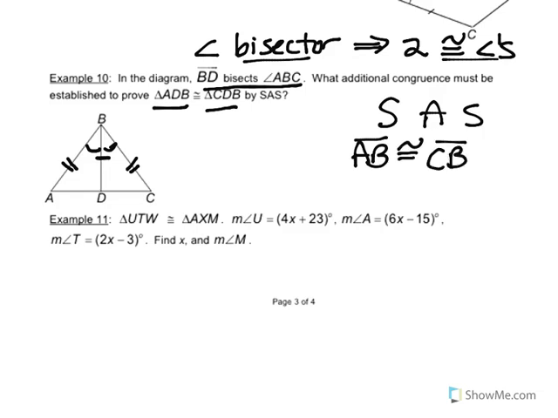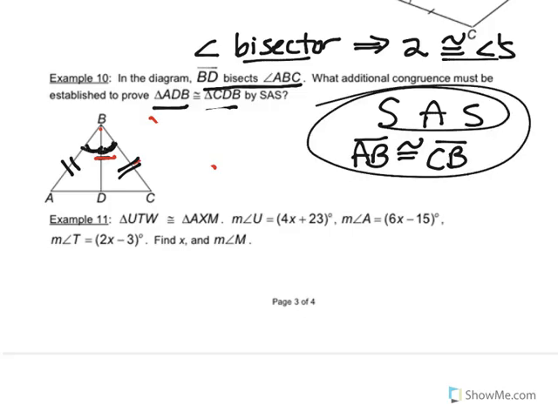Now, why not AD and DC? Because if I prove those, then I would have a side-side-angle. And we know what happens when we have a side-side-angle. It's the bad thing, doesn't work. So AD and DC aren't going to help us. We need to prove that this side is congruent with this one right here, to make sure we have the included angle in order to do our proof.